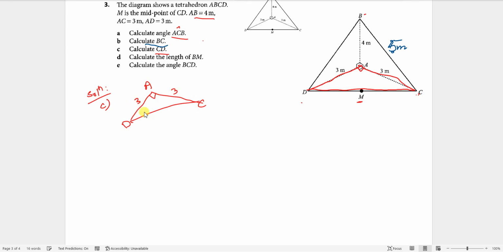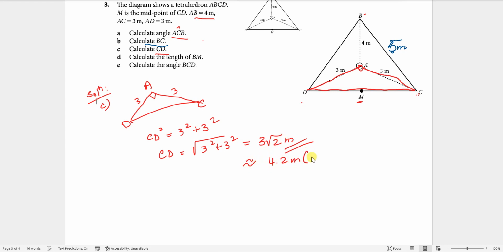So very easy. Again, using Pythagoras theorem, we can write, I'm going to the direct step. CD square equals to 3 square plus 3 square. So CD is equals to root over 3 square plus 3 square. That is going to be 3 root 2 meter. So just leave the answer like this. Or in case the question requires, you can write it like this as well, 4.2 meter. Okay, that's the end of part C. Let's start with D.